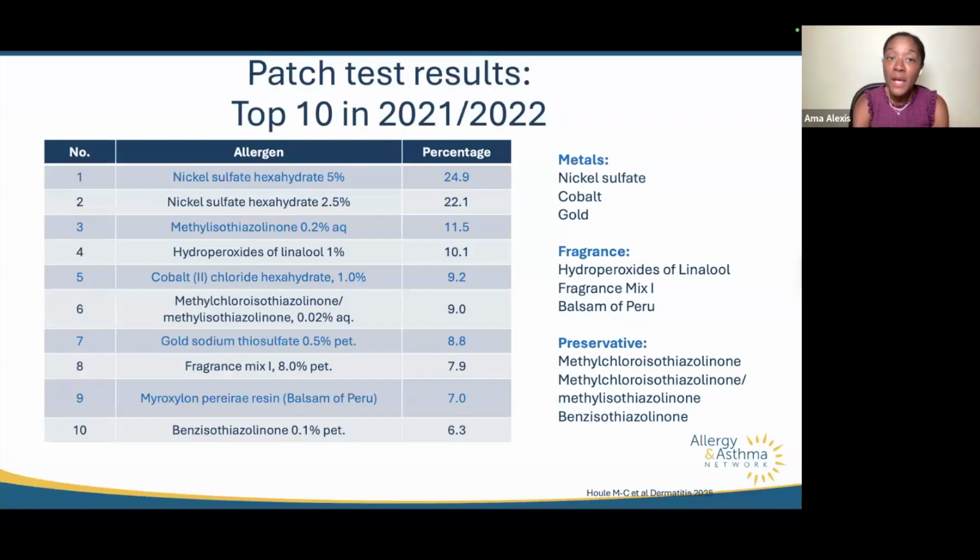They also published what patients reacted to. This is the top 10, again for the years 2021 and 2022. So we have 3 big categories. Number 1 is metals. It turns out nickel has held that number 1 spot for a very long time. In the top 10, we have 3 metals: nickel, cobalt, and gold. We have 3 fragrances: hydroperoxides of linalool, fragrance mix number 1, and balsam of Peru. And we have 3 preservatives. Now, these have long names, so we love to use abbreviations: MCI/MI, MI, and benzisothiazolinone.